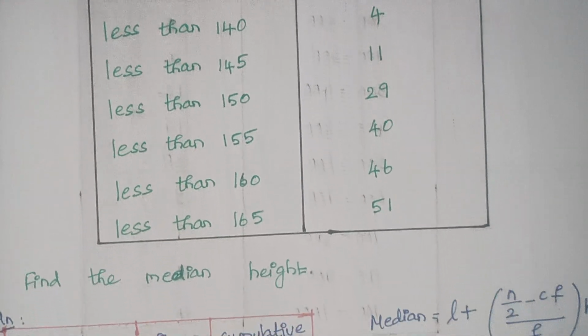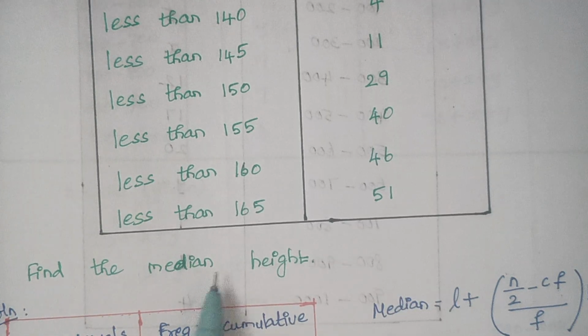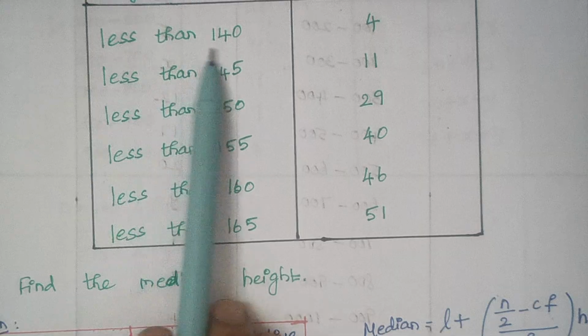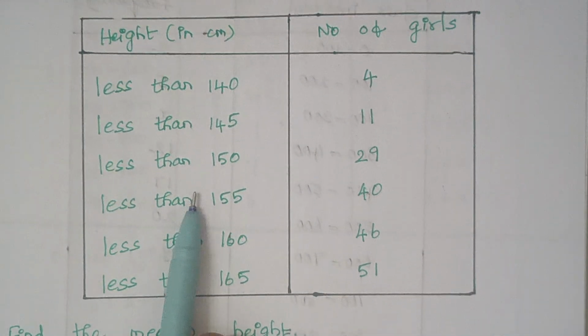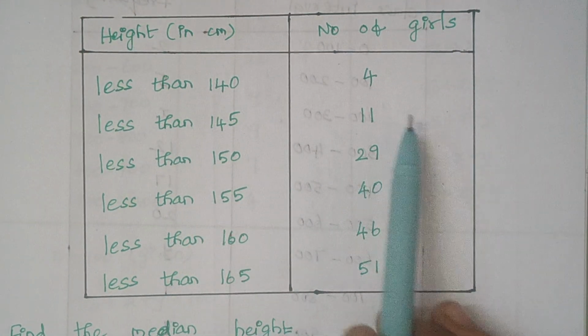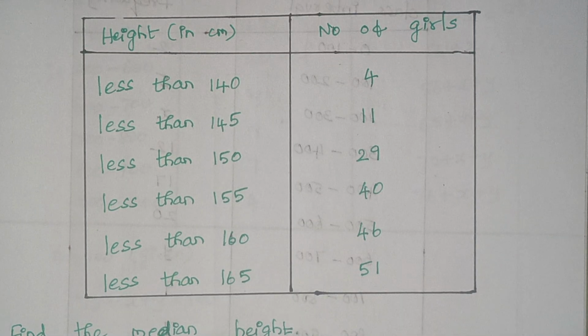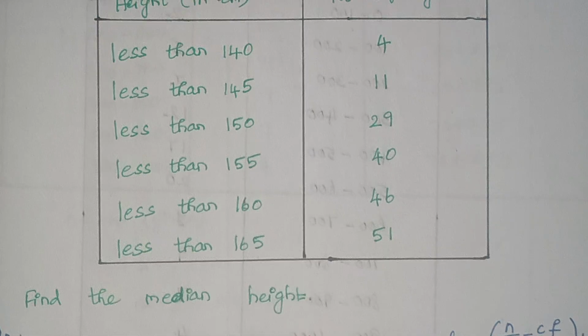In this problem, we are going to find the median height. First we will frame perfect intervals over here. Again, cumulative frequencies are given, and we will calculate the frequencies. So the first thing is framing the intervals.